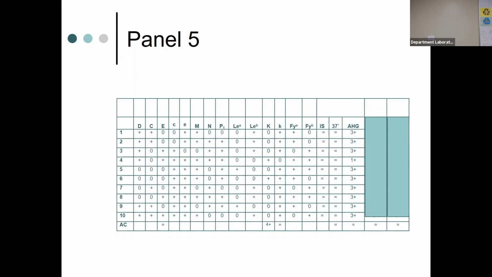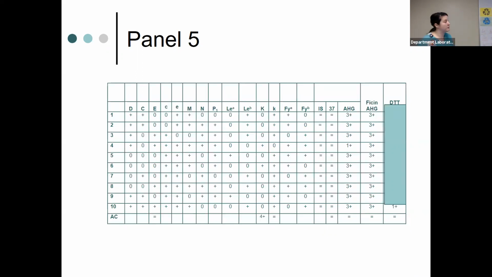Does your patient's reaction match your Chilano, with the exception of what? Panel cell 4 has a 1-plus reaction. So we know something else is reacting, right? What treatment did I mention earlier that we could do to get rid of these Chilano? DTT. All right. So this is bison.